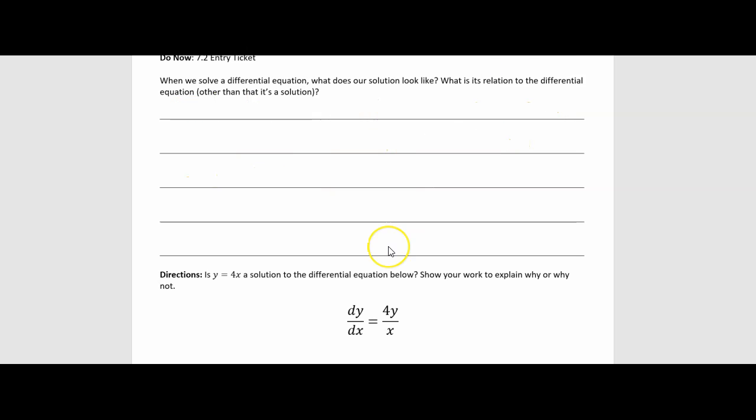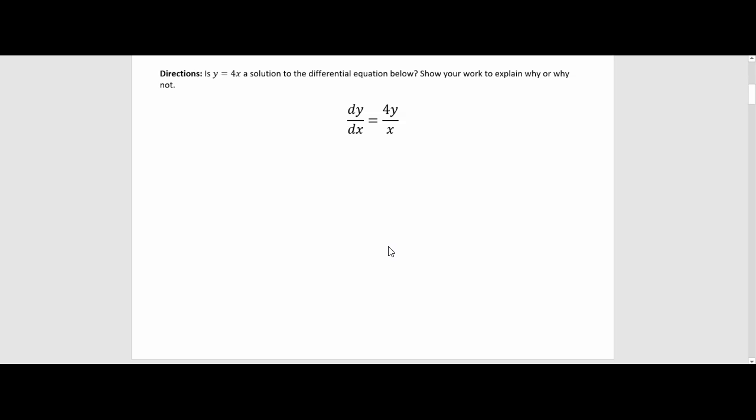So let's start off with this first one. Is y equals 4x a solution to the differential equation below? Show your work to explain why or why not. You can pause the video and see if you can verify this. I don't know if it's very clear what direction to take because these equations are new for you. But let's take a look at the given information. The possible solution is y equals 4x, and I have my differential equation right here.